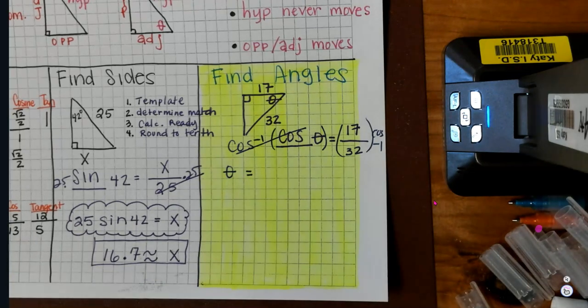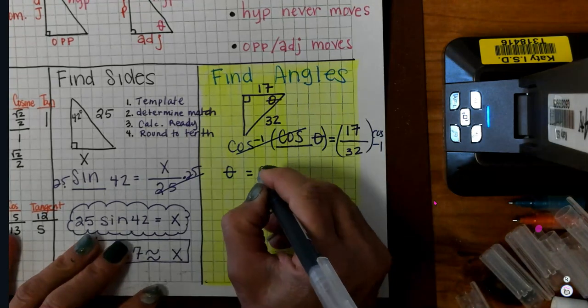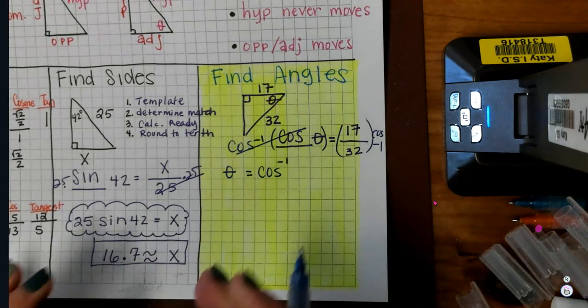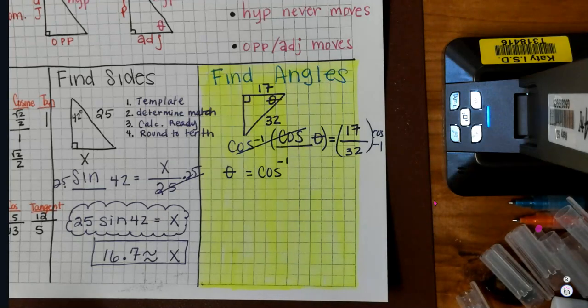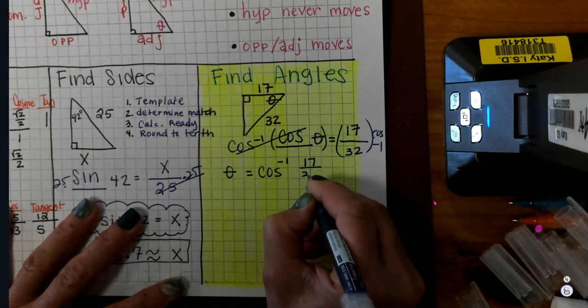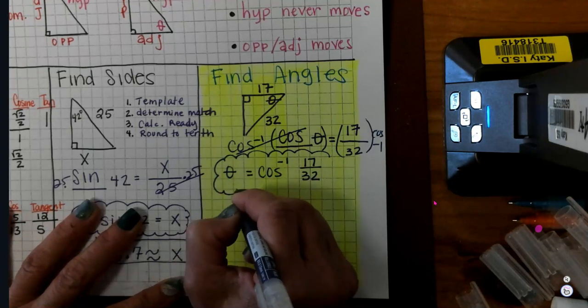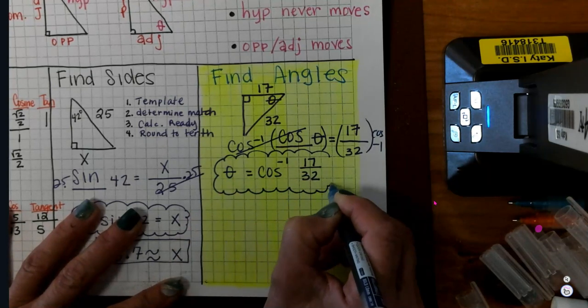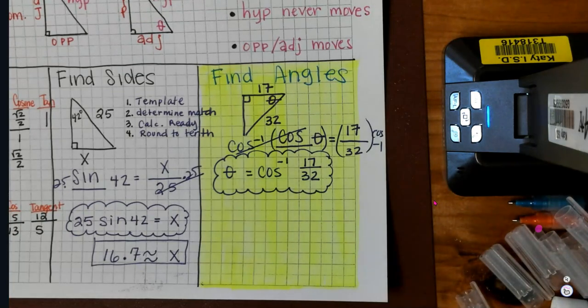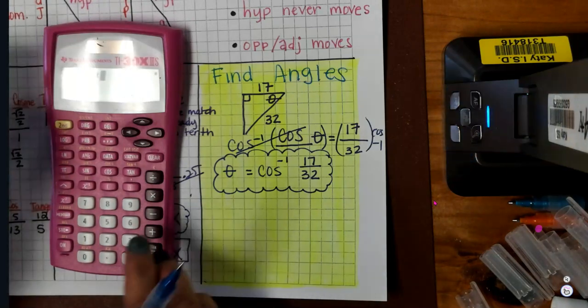Now, your calculator ready statement. Your trig function always goes first. So theta is going to equal cosine of negative 1, which is also known as arc cosine, but we'll talk about that later. And this is going to be 17 over 32. Please remember this is calculator ready. It is also exact form. That is the exact angle measure. As soon as we type enter on the calculator, it's going to round it.